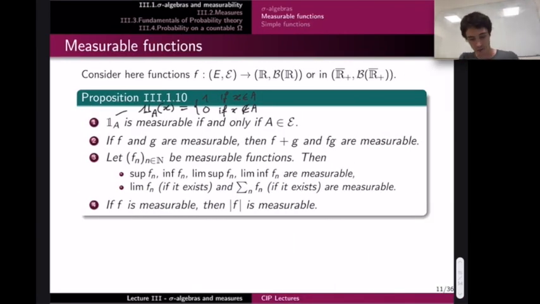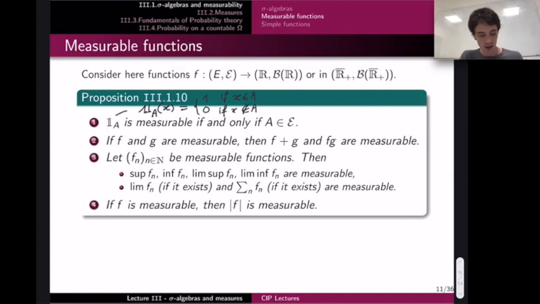So like I said, consider functions which are valued in R or in R plus bar with, now this will be the usual sigma algebra. We don't say anything, that means that B of R is chosen without ambiguity. Same here, B of R plus bar.